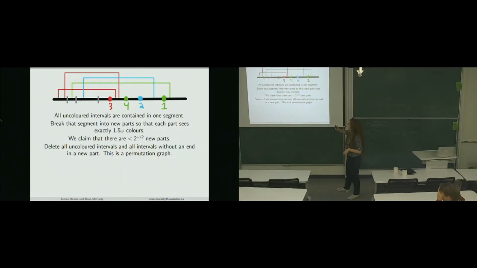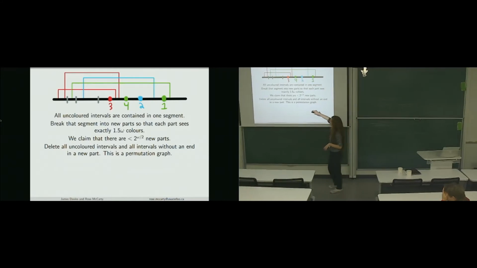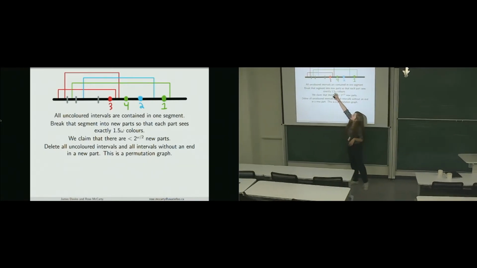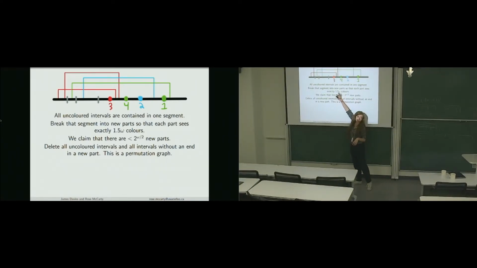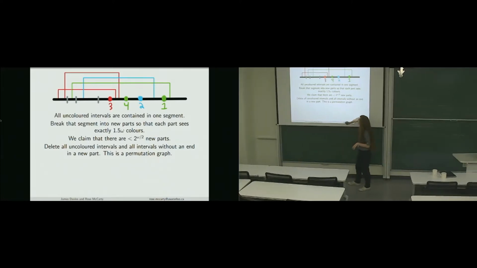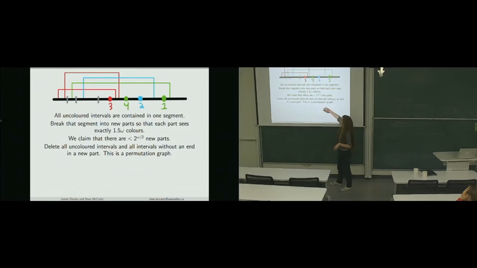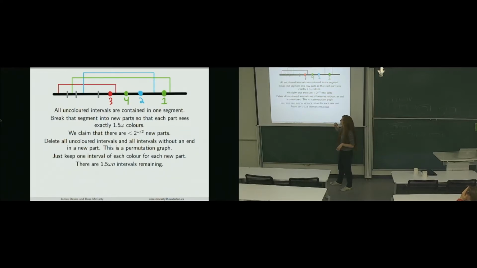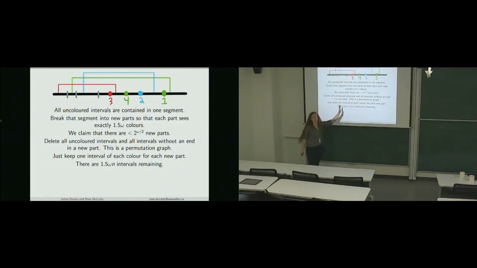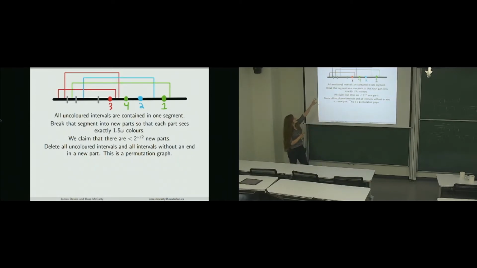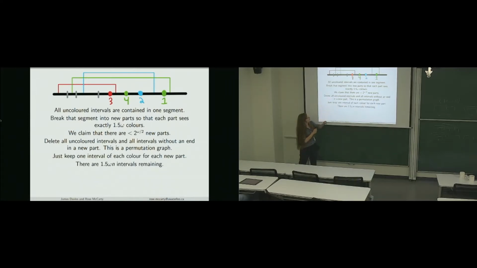And note that I haven't changed this last fact because none of those intervals contributed to this count. So now this is a permutation graph because the point 3 is contained in all of the intervals. But let me delete a little bit more. For every new part, just keep one interval of each color. So there were 2 red ones that had the same part on the left. So I'm just deleting one of them.